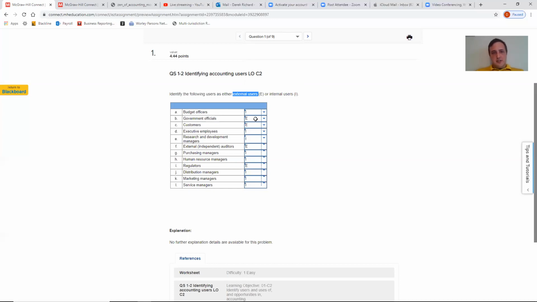Again, government's external, customers are external, employees, internal, our own managers are internal, regulatory bodies is external. So again, the internal users are going to need the information for the day-to-day, and we're going to prepare it to them specifically in that regard. External, we're going to have to follow the guidelines and principles.